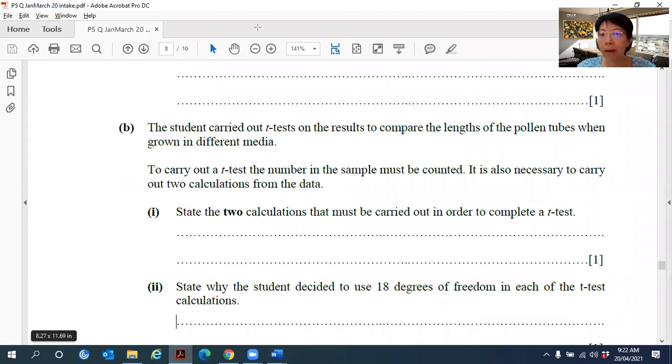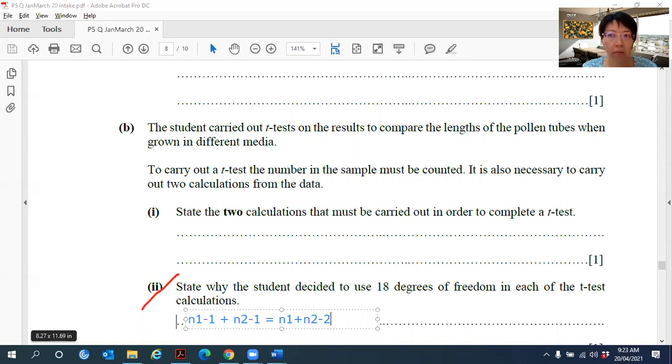Okay. So that's for part 1. Part 2, state why the student decided to use 18 degrees of freedom in each of the t-test calculations. So you know that for the t-test, you need to calculate the degrees of freedom. Because you're comparing two samples, each one of them has their own number of samples. So it's n1 minus 1 plus n2 minus 1. Not times, plus. So therefore it equals n1 plus n2 minus 2. That is the number of degrees of freedom, okay, for the t-test.